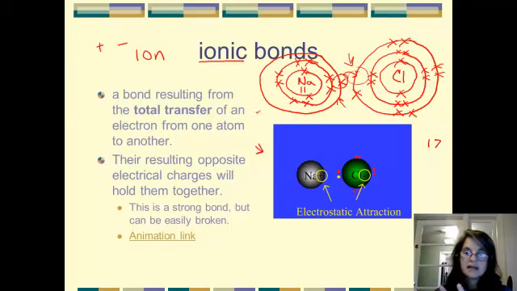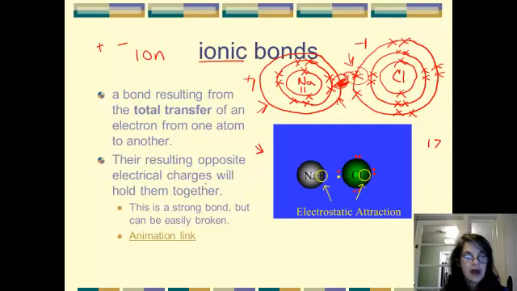Now, since this guy loses an electron, he is now an ion. He has one more proton than he does electrons, and so that makes him a +1 charge. This guy has one more electron because he has taken this one from sodium, so he has an extra negative charge, so he's a -1.